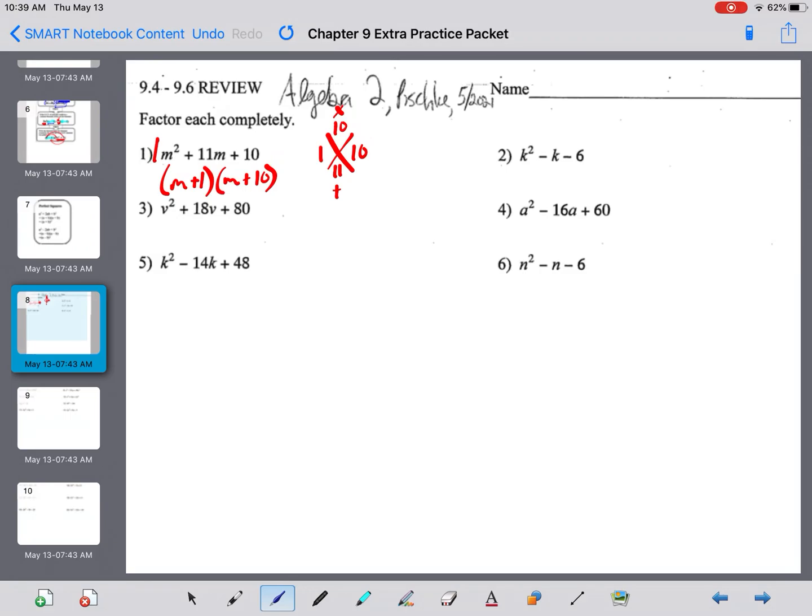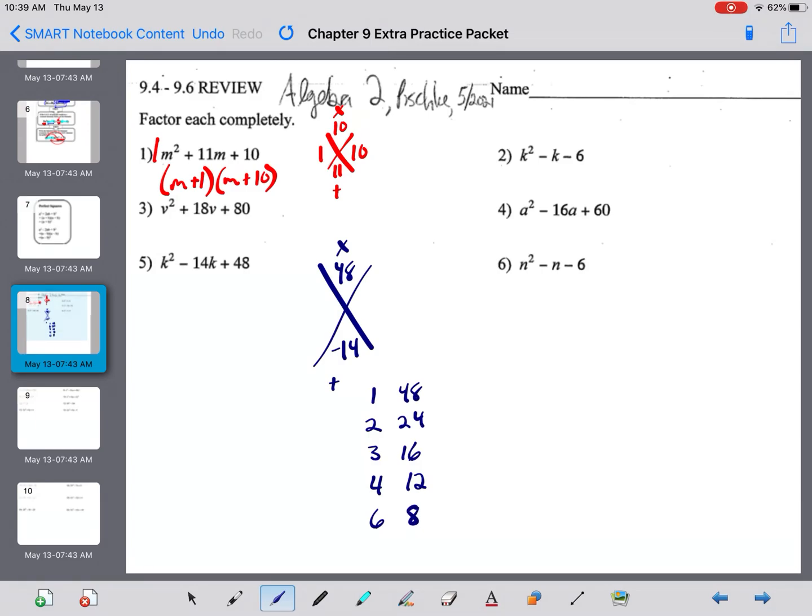I'm going to leave number 3 for you. Number 5, trying to multiply to 48 and add to negative 14. So your multiples, or factors rather, of 48 are right here.